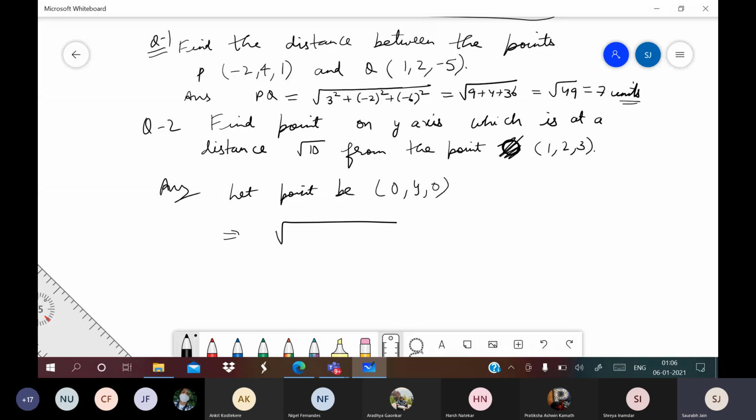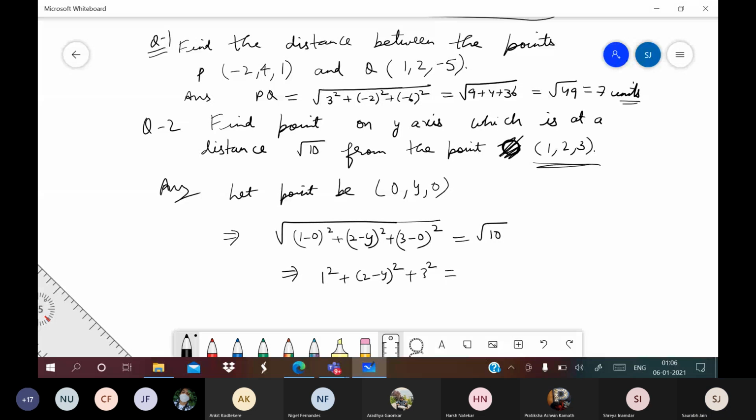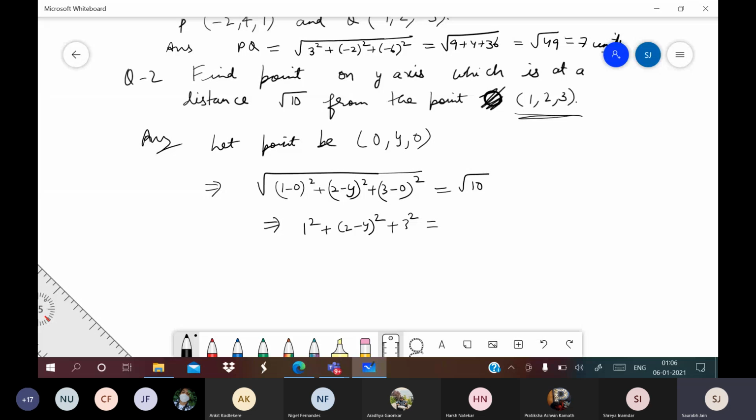Under root of 1 minus 0 whole square, because distance of this point on y-axis from the point 1, 2, 3 is root 10. So 2 minus y whole square plus 3 minus 0 whole square is root 10. Square both sides and simplify this. So this is 1 square, this is 2 minus y whole square, this is 3 square, and this is 10. So actually 1 plus 9 is 10, so 2 minus y whole square is 0. That means 2 minus y is 0.